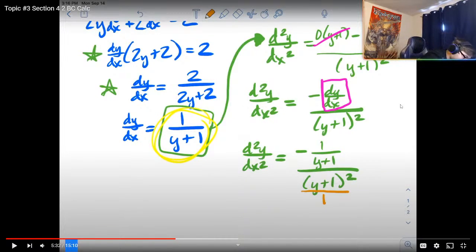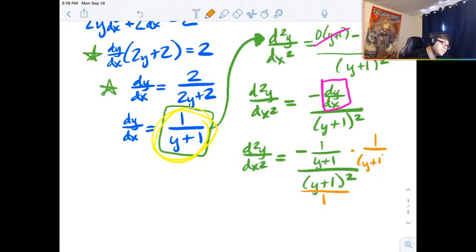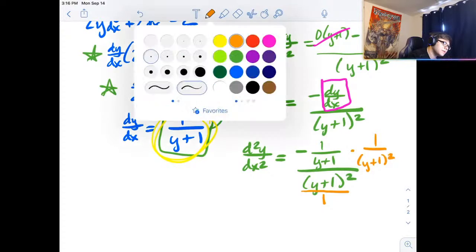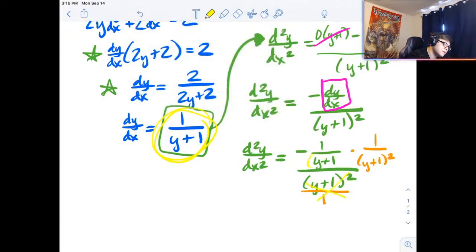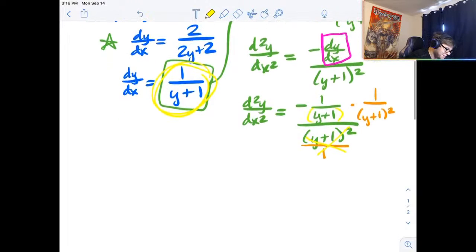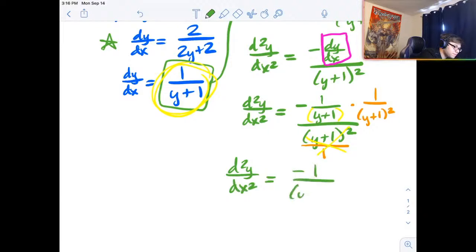Keep change flip. So then it's going to be negative 1 over y plus 1 times 1 over y plus 1 squared. We can do keep change flip. And oh my goodness, isn't it convenient that when we do that, you wind up with a y plus 1 in parentheses in your first denominator, y plus 1 cubed, and a y plus 1 quantity squared is your second denominator. So if you multiply those together, I believe your final answer upon simplifying this would be negative 1 over y plus 1 cubed.